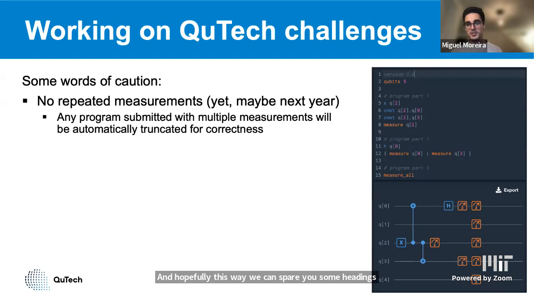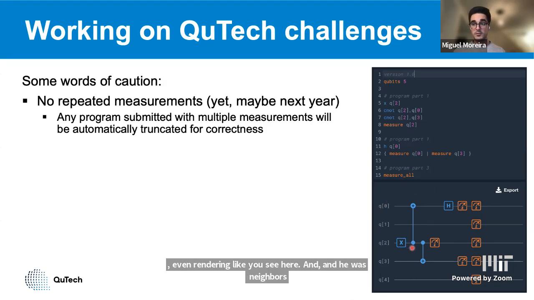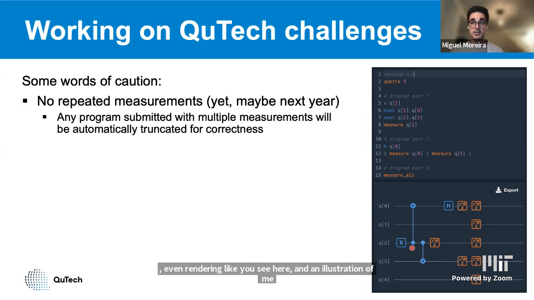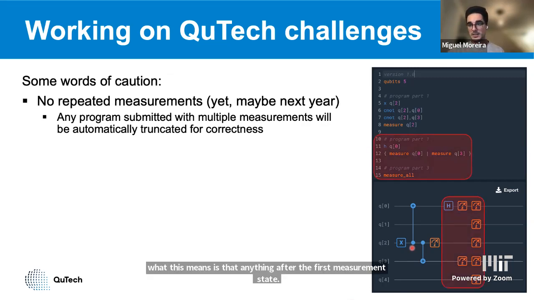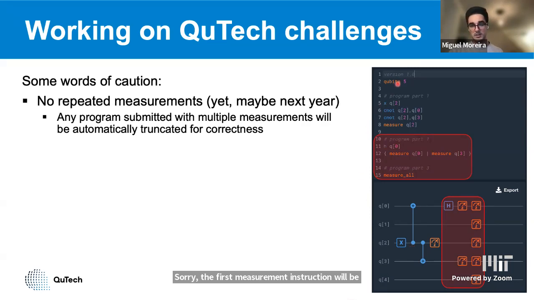So let's see, the first word of caution is directed at the fact that Quantum Inspire doesn't yet allow repeated measurements, although interestingly, this may become available very soon. Therefore, although the graphic user interface will correctly interpret programs with multiple measurements, even rendering, like you see here, an illustration of it, any program that is submitted with multiple measurements to Starman 5 or any other system will be truncated for correctness. And what this means is that anything after the first measurement instruction will be effectively ignored. Users should be careful when writing their programs to account for this. As for example, here, none of what is shown in red would actually be executed in the end.